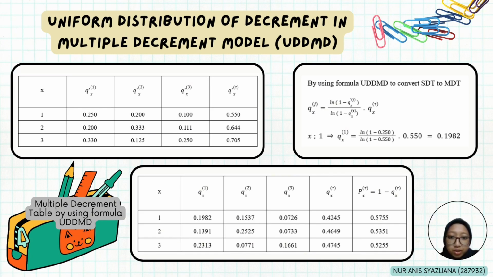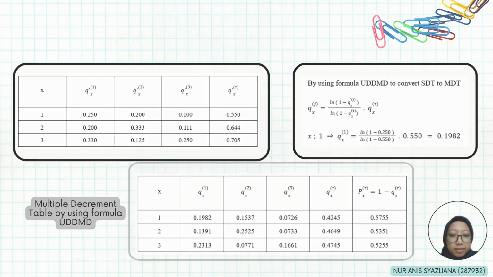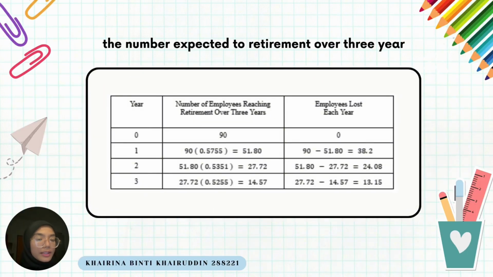So below is the multiple decrement table by using the formula UDDMD. Next, we find the number expected to retire over the 3 years. The company has anticipated 90 employees. There is no loss of employees.